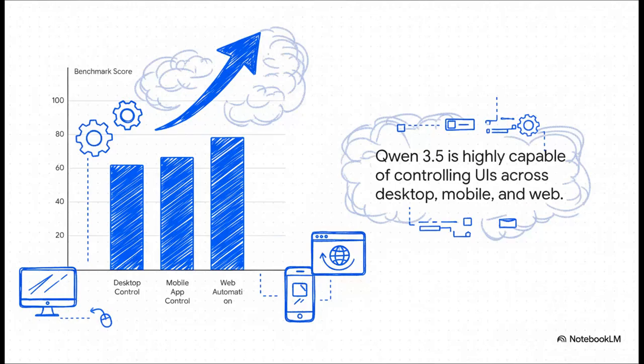And it works incredibly well. The benchmarks show that it's seriously capable of controlling desktop operating systems, navigating around in mobile apps, and automating really complex tasks on the web. This is a massive step forward for AI-powered automation.